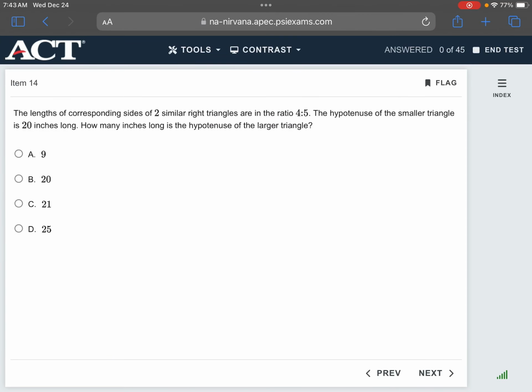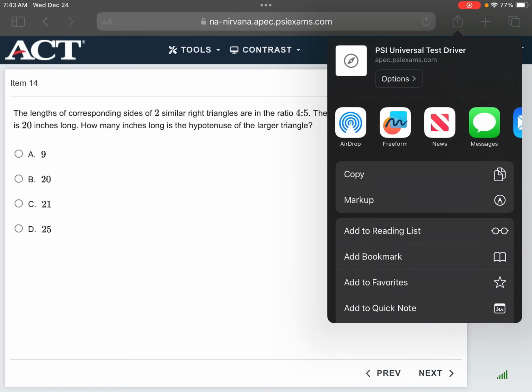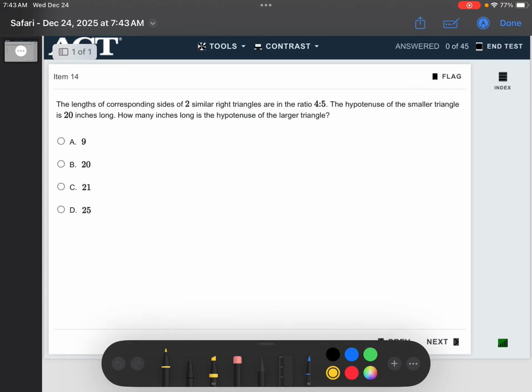Alright, today's question says, the lengths of two corresponding sides of two similar right triangles are in the ratio of 4 to 5. The hypotenuse of the smaller triangle is 20 inches long. How many inches long is the hypotenuse of the larger triangle? Okay, so there's a lot to unpack with this one. Desmos isn't really going to help us out too much besides doing a calculation for us. So I'm going to draw all this up so we can get a good visual of what we're dealing with here.